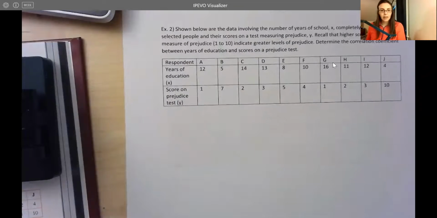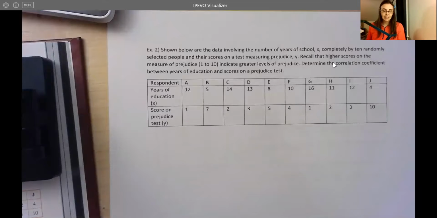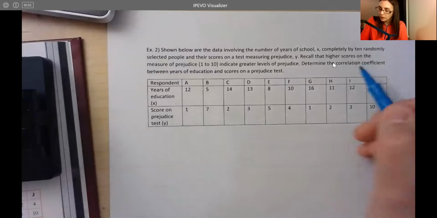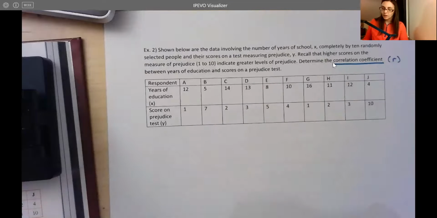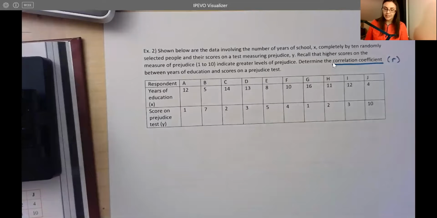So we're going to do this by hand for one example using that same data set that we've been working with. And I'm going to show you just how to stay organized to find these by hand. You have a couple of these on the homework, but not too many. So shown below again is that same data set involving the number of years of school completed by 10 randomly selected people and their scores on the prejudice test. Recall that the higher score on a prejudice test indicates greater levels of prejudice, and we are going to determine the correlation coefficient, which is that R, between the years of education and the scores on a prejudice test.